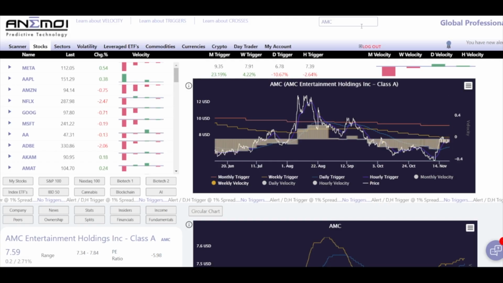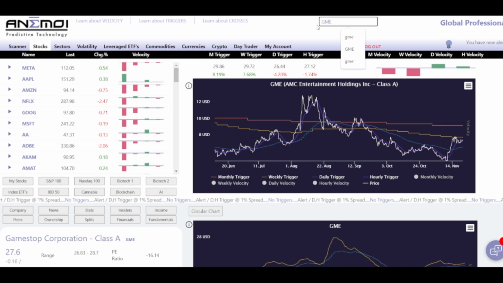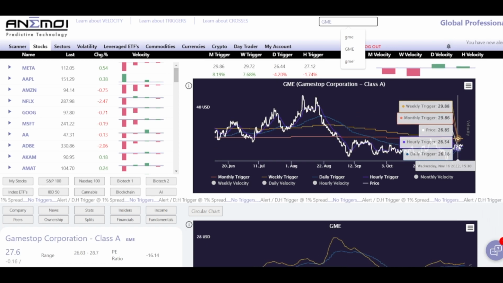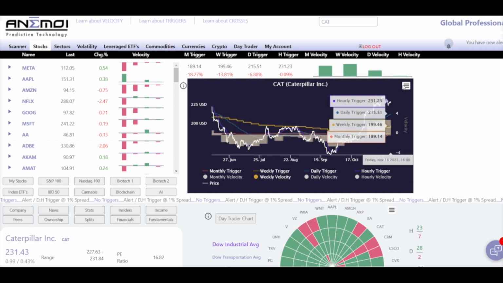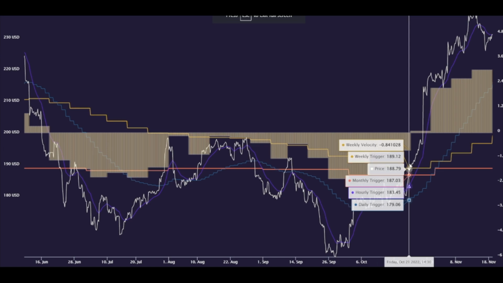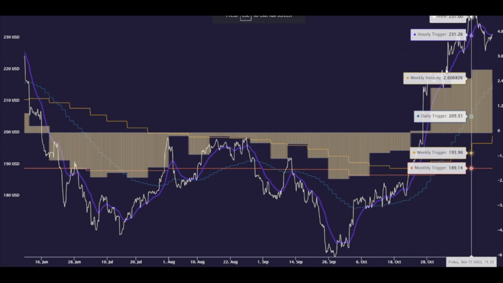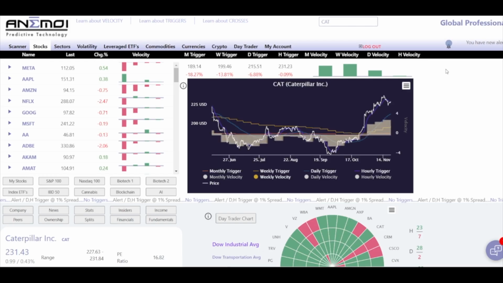So for GME, again, I believe we just need a couple more weeks, or maybe even 1 week, to repair that negative weekly velo, and that sets up a really powerful move to the upside, similar to what we saw here. Once CAT was able to repair that negative weekly velocity, it was able to break through this 2 trigger cluster, exploding to the upside. And I'll give the next update when things progress.